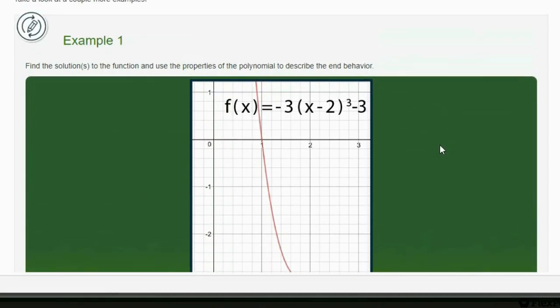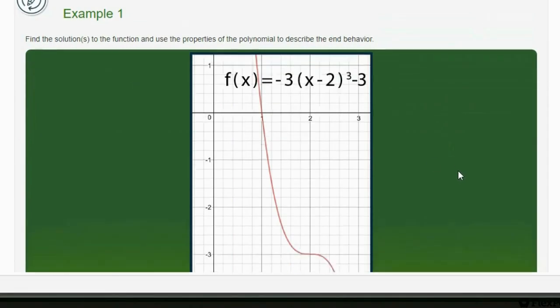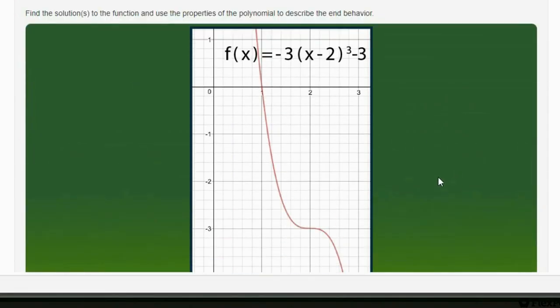Let's see. Find the solutions to this function and describe the end behavior. Well, it's a 3rd degree negative, so we know it's going to be up and down. And this has one solution. We see it cross the x-axis at 1. So x equals 1 is the solution for this equation, just looking at the graph.